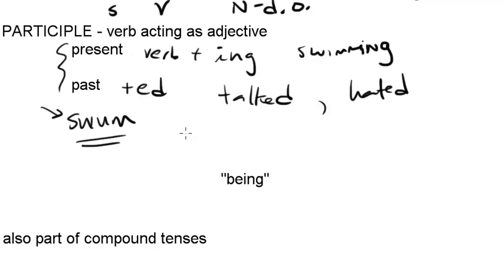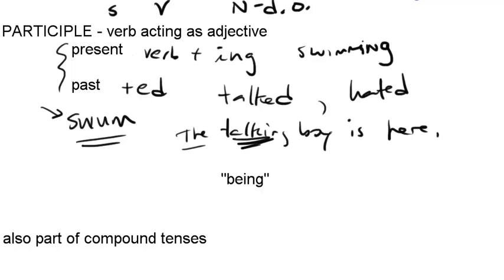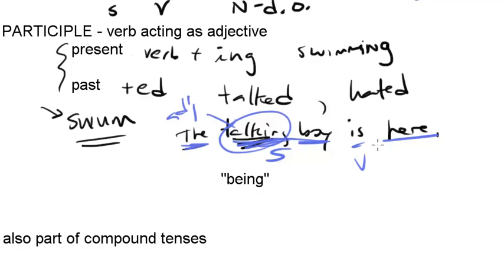Well, we could have something like, the talking boy is here. Let's break the sentence down. The is just an article, but the talking boy, so here's the subject, talking boy. In this case, talking is an adjective. It's a present participle describing the boy. Is, here's our verb, and here is the verb complement. It tells us what the talking boy is. All right, so that would be an example.